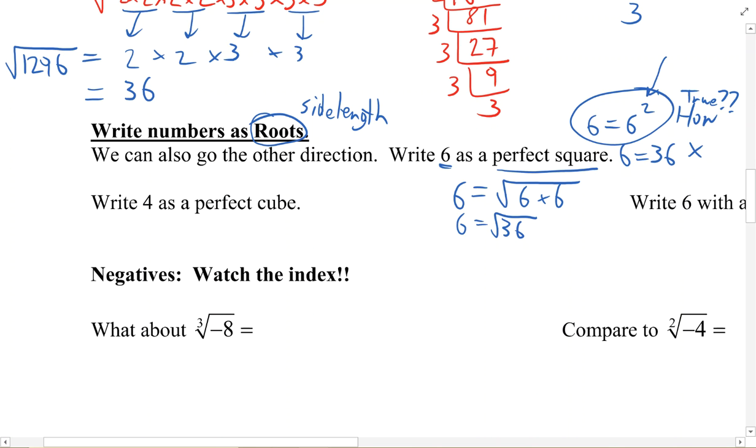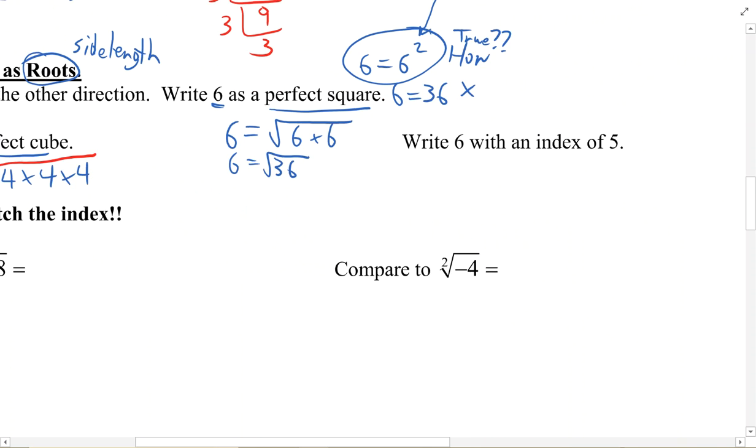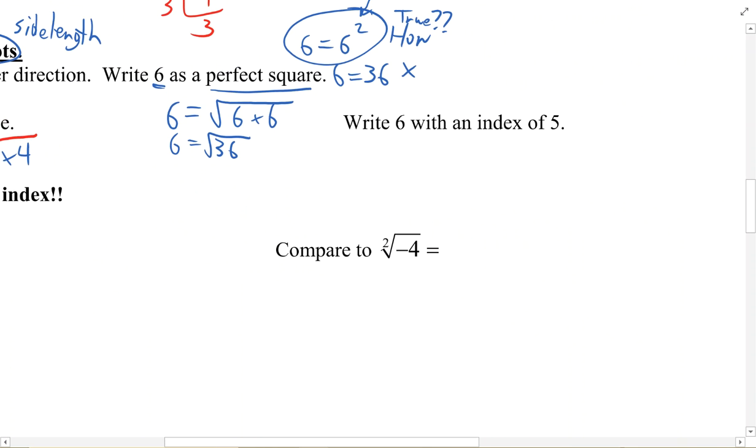Playing around with the words, what about 4 is a perfect cube? So 4 equals what cubed? So 4 times 4 times 4. How do we cancel that out so it equals 4? Well, we would cube root it. And so now we have 4 as a perfect cube because we're using the cube root to cancel it out. And that equals 4. What about 6 with an index of 5?